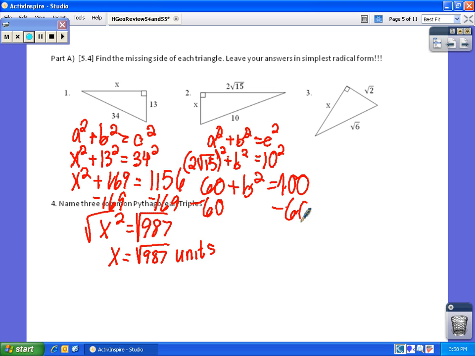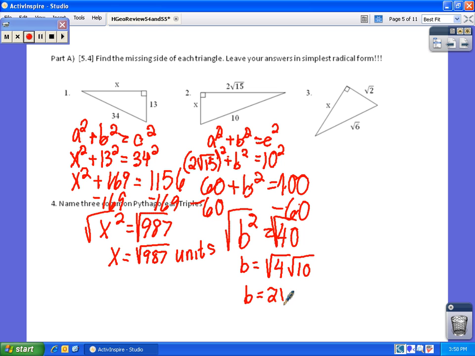Subtract 60 from both sides, and I find that b squared is equal to 40. After I square root both sides, I don't know the square root of 40, but I can break it up into radical 4 times radical 10. So my final answer is 2 root 10 units.